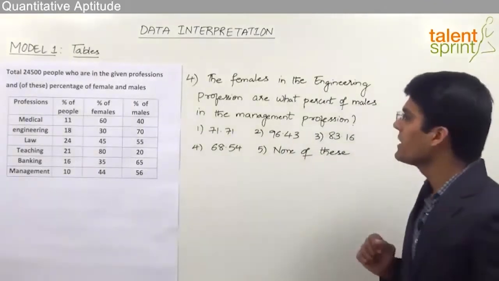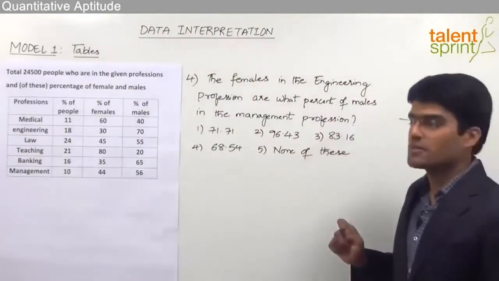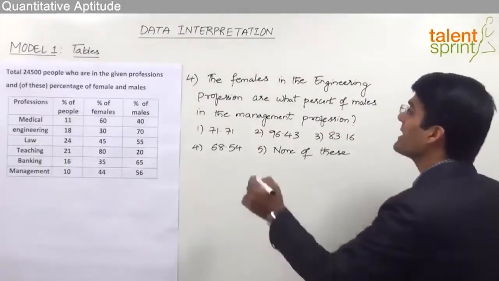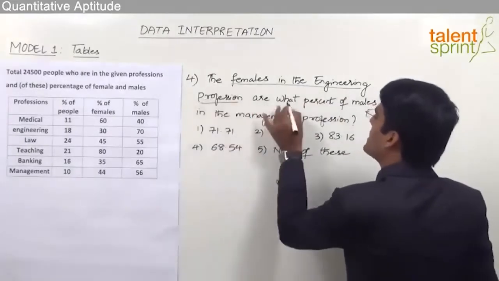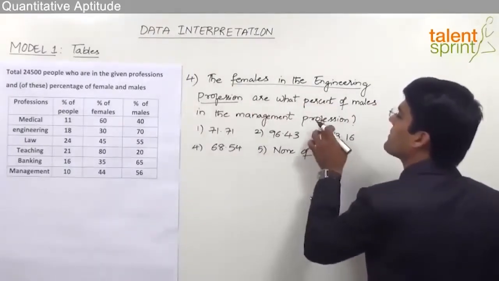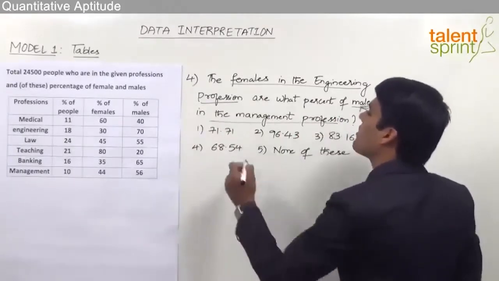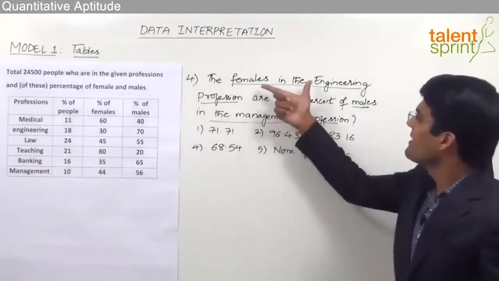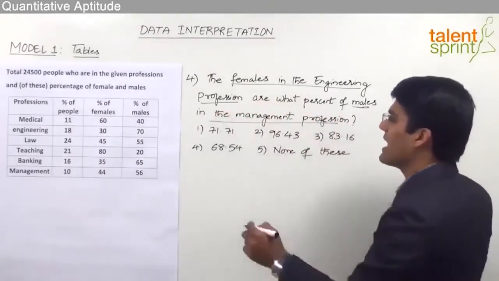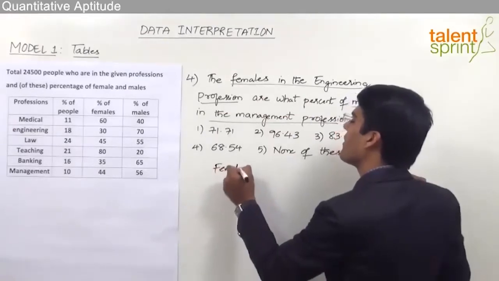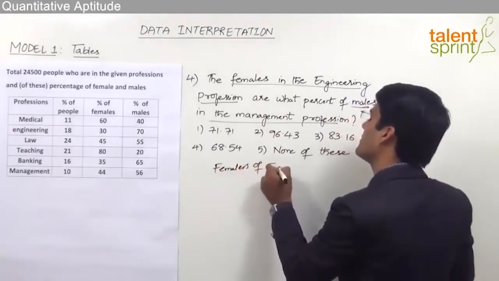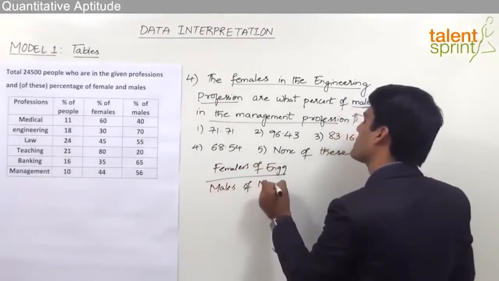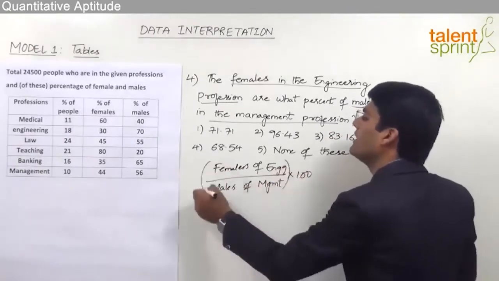The fourth question for the given table is: the females in the engineering profession are what % of the males in the management profession? So this again is like: females in engineering profession, X, is what % of males in management profession, Y. X is what % of Y. We know that X is what % of Y should be taken as X by Y into 100. So the answer should be females of engineering profession divided by males of management profession into 100.